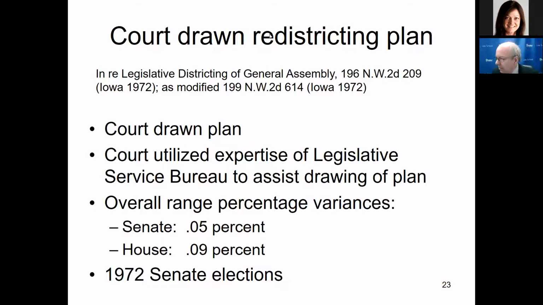Following a determination that the plan was invalid, the court retained jurisdiction and drew its own plan, utilizing the expertise of the Legislative Service Bureau, the predecessor agency for the agency I'm now a part of, to assist in drawing the plan. And as you can see, the overall range percentage variances were quite low. For the Senate, it was 0.05%, and the House was 0.09%. One thing the court did do was provide that all Senate districts were to have an election in 1972. And the court by lot determined which one of those Senate districts would have an election for a 2-year or for a 4-year term.